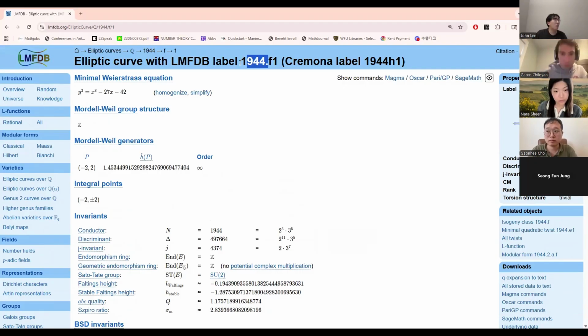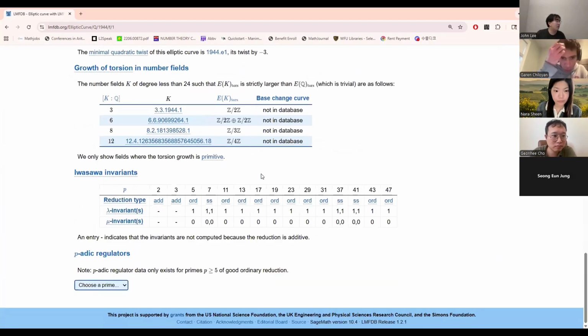By the way, this is 1944.F1. This 1944 means the conductor, and basically the conductor is the set of bad primes where you cannot define the reduction mod P, with some power. But it's okay if you don't understand what's really happening with the power. Just if P is 2 or 3, then you cannot reduce this one mod 2 or mod 3. That's just an easy way to understand. F1, F means, because Garen already gave a talk about the isogeny class, whenever you see F, or maybe I think it should be somewhere down here.